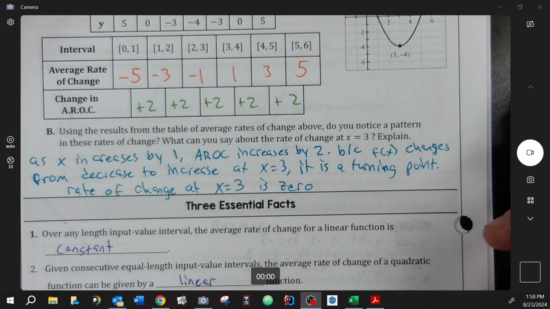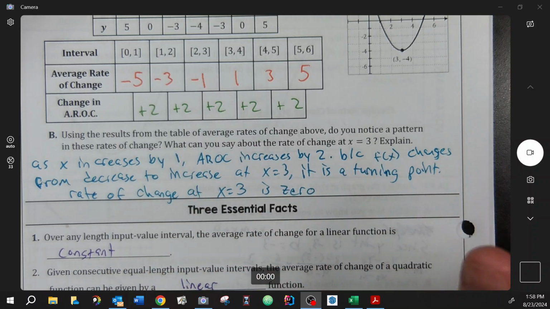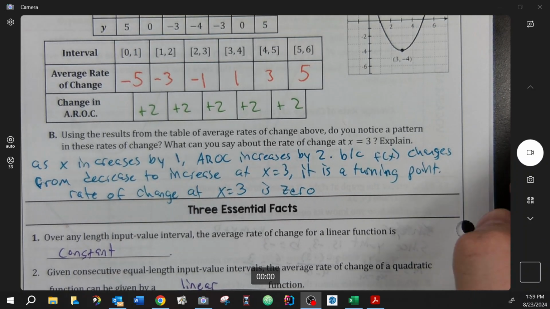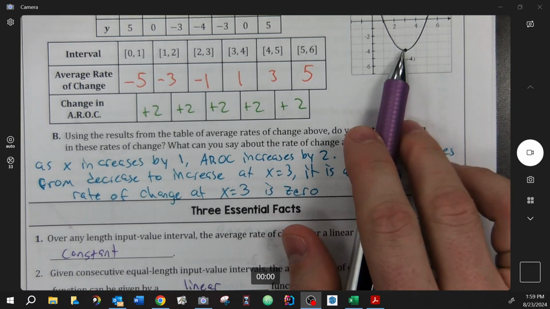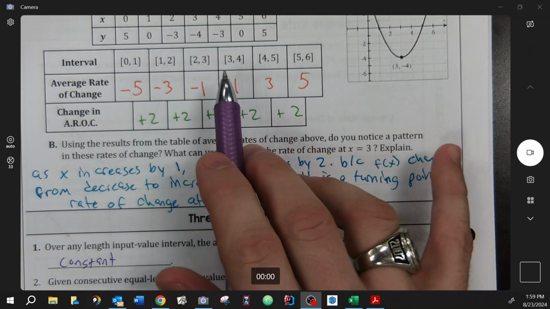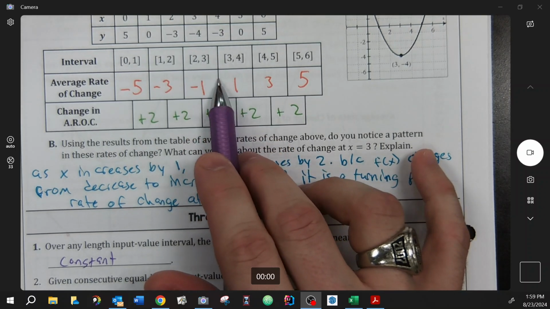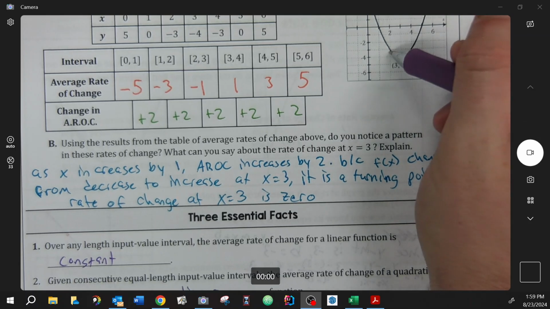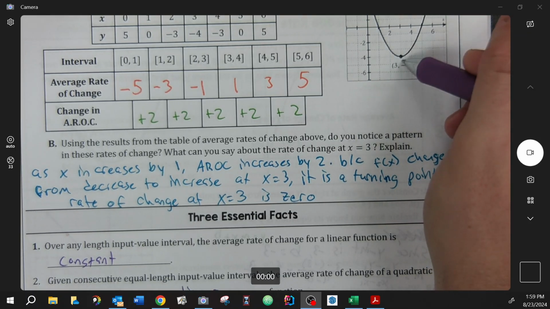Wouldn't it be 0 between 2 and 2 then? No. Okay, you're thinking of the difference between the x values. I'm talking about the instantaneous rate of change at the x value. What's the slope of this curve at this point? 0. Yeah. At x equals 3, 0. Halfway between -1 and 1. Because the average rate of change here is -1. The average rate of change here is +1. The average of -1 and +1 is 0.